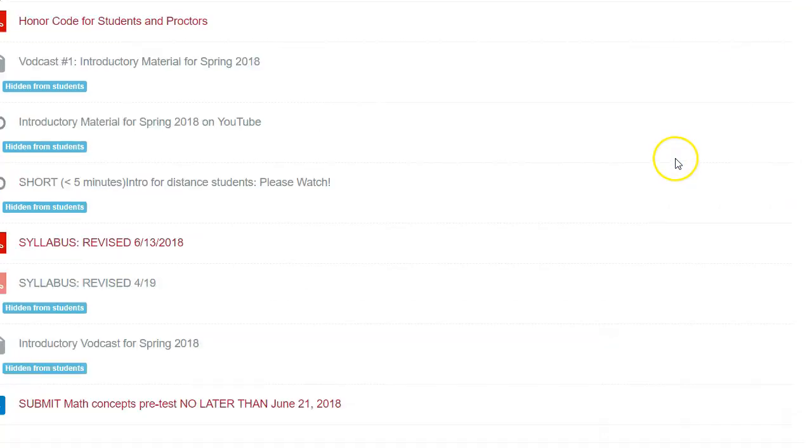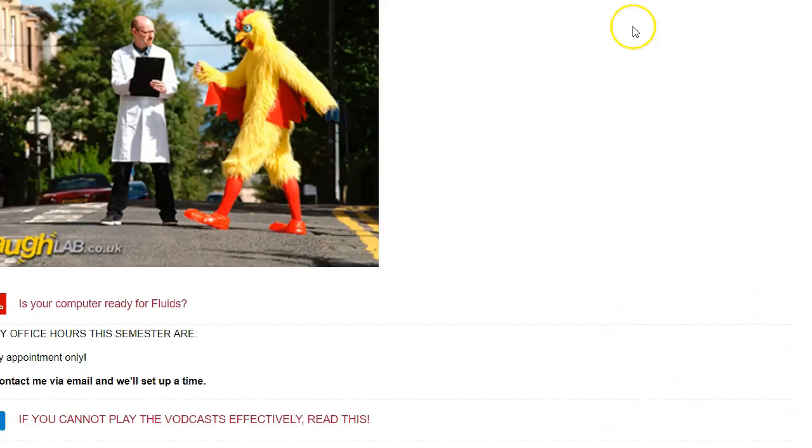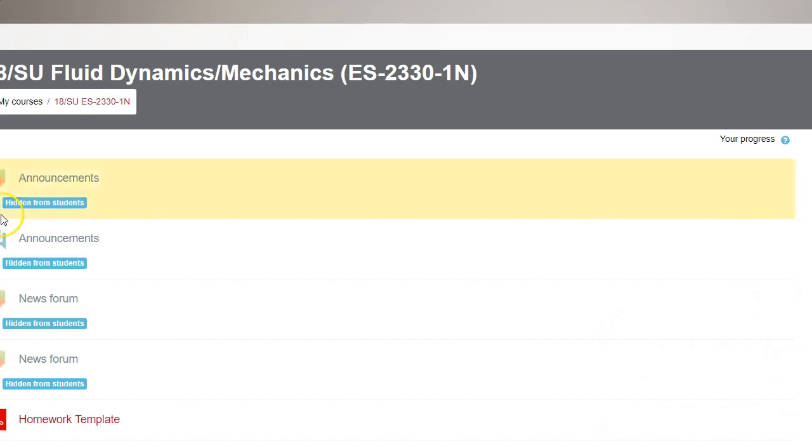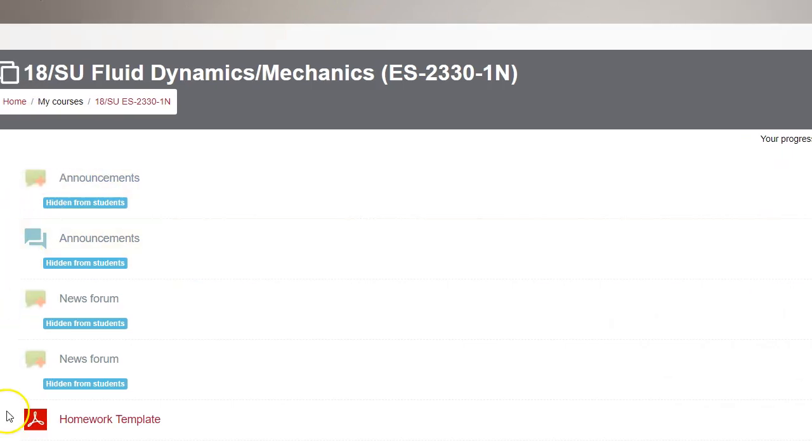Alrighty, so let's go back to the Moodle page and see where everything is set up. Now, the first thing I want to show you that we've talked about is this homework template. The homework template is how I want your homework to look, and you will be graded on this, so it's very important that you submit homework in the proper format.